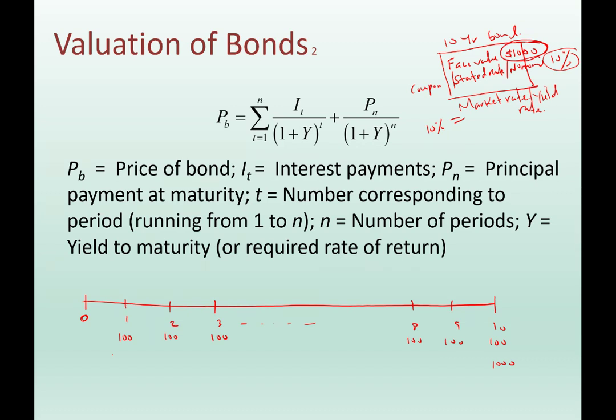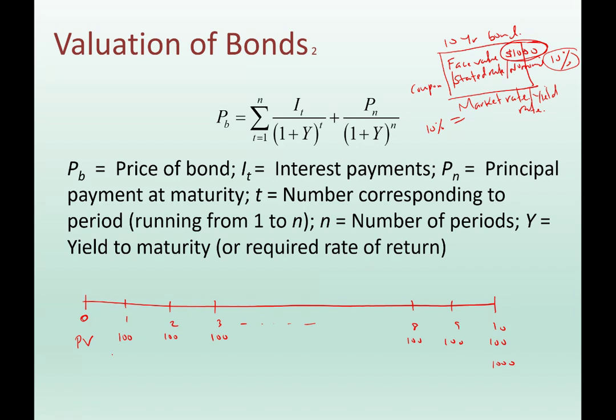So therefore, the present value of this bond, the value of this bond today, is the present value of the future cash flows, the future benefits. The future benefits are the $100 every year, and of course the $1,000 at the time of maturity. So in this case, the value of this bond is basically the present value of the future cash flows.